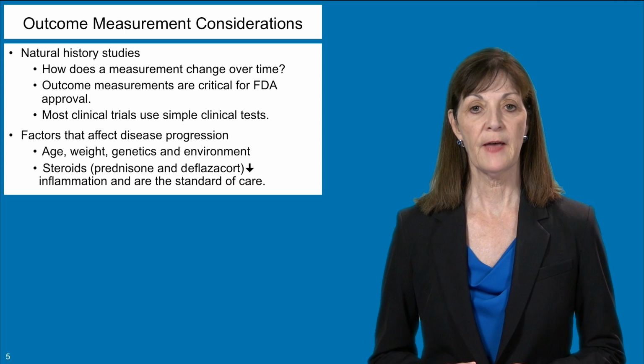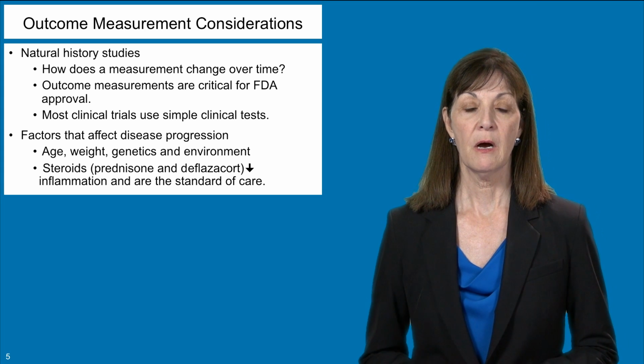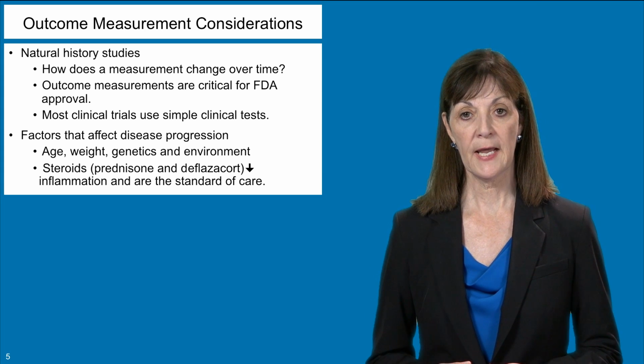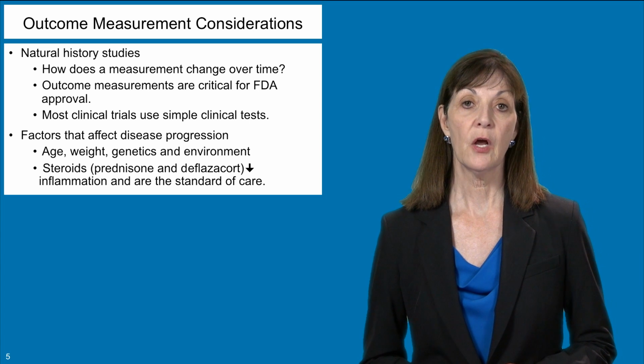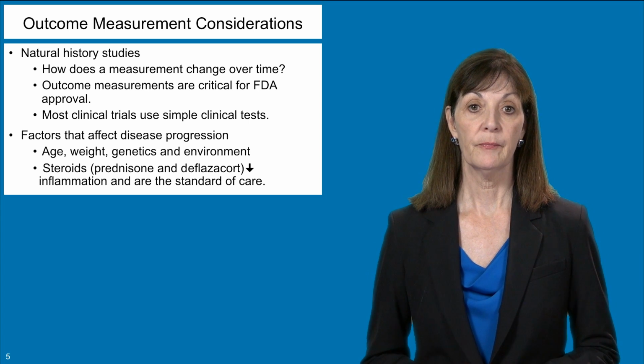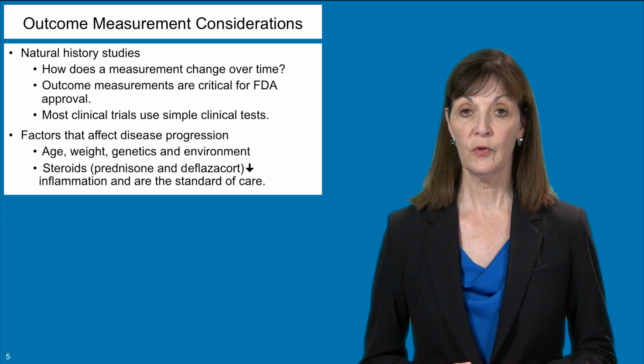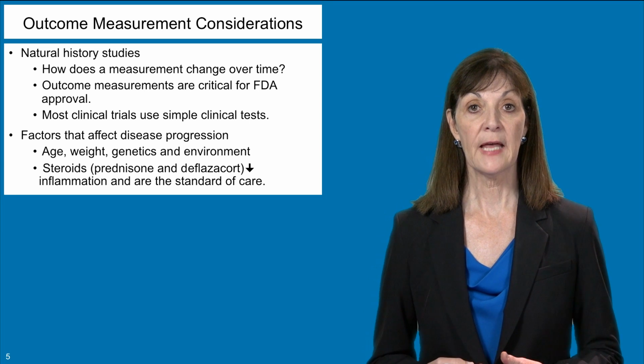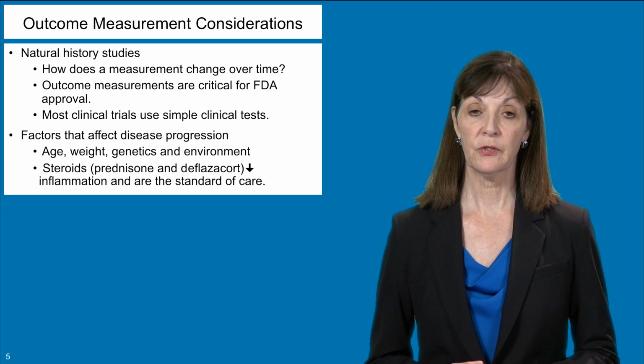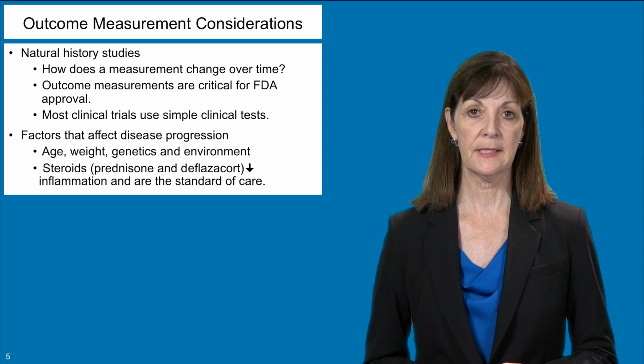Factors that can affect disease progression are age, weight, genetics, and environment. And also steroids, which hopefully will delay some of the progression of Duchenne muscular dystrophy. So these are all factors we need to consider in our studies.